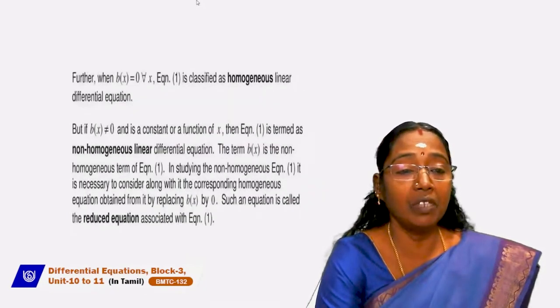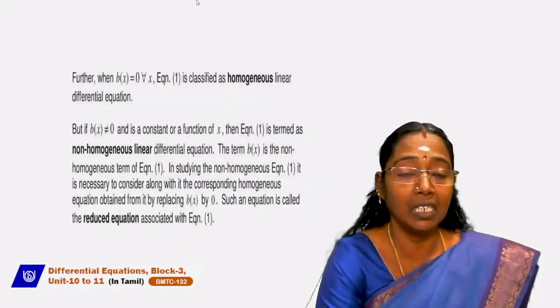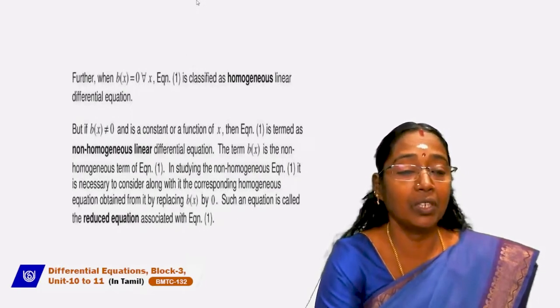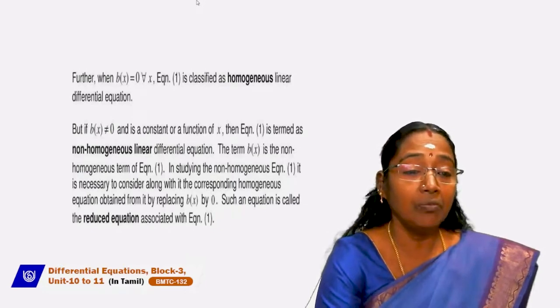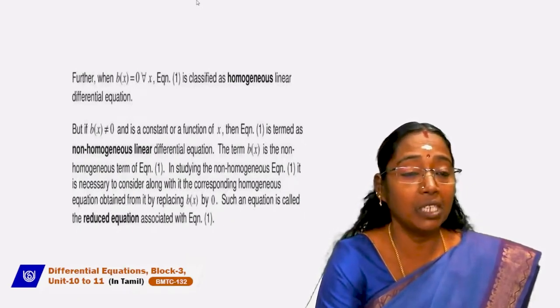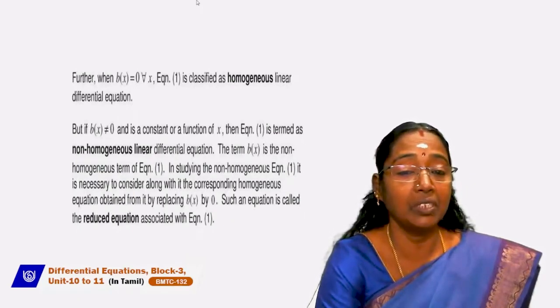Now, see here further, when b of x equal to 0, in that case, equation 1 is classified as a homogeneous linear differential equation. And then we come to the point of non-homogeneous linear differential equation. If b of x is not equal to 0 and is a constant or a function of x, then equation 1 is termed as a non-homogeneous linear differential equation. The term b of x is the non-homogeneous term of equation 1.